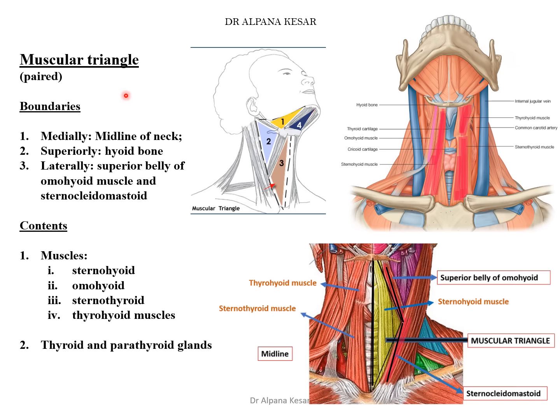Muscular triangle. Muscular triangle is a paired triangle with one triangle on each side. The boundaries of the muscular triangle are: medially is the midline of the neck, superiorly is the hyoid bone, laterally the boundary is formed by two muscles: the superior belly of omohyoid above and the anterior border of sternocleidomastoid below.